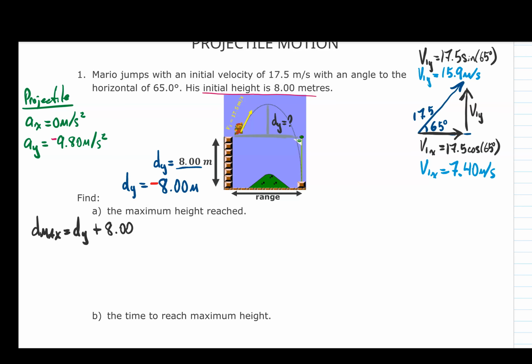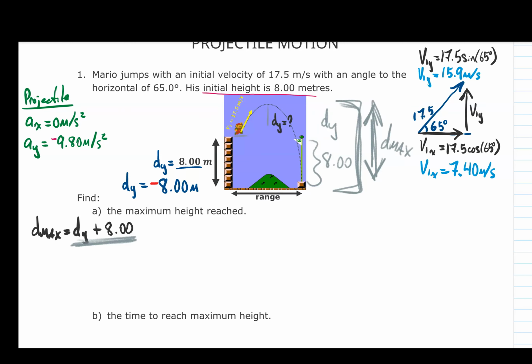dmax will be some dy that I find from my equations plus 8 meters. Why plus 8 meters? Well, this here is the dy on top that comes from my equations plus this piece here, which will be 8. So this whole thing here is the height that I want. Okay, that's the height, dmax.